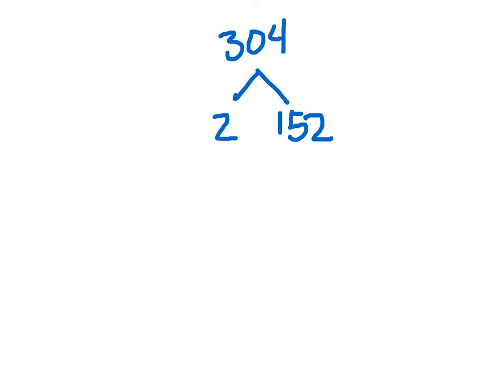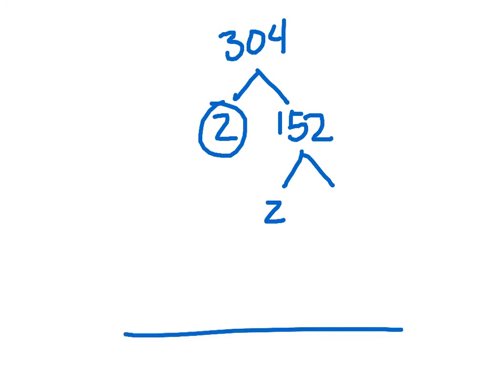Then, alright, so this 2 is prime. 152. Alright, let's go ahead and just stick with 2's, because it doesn't matter, because those 2's are going to end up at the bottom anyway when you start having the final factorization. So 2 times what equals 152? 2 times 75 equals 150. So 2 times 76, that'll equal 152. So we can go ahead and circle this 2.